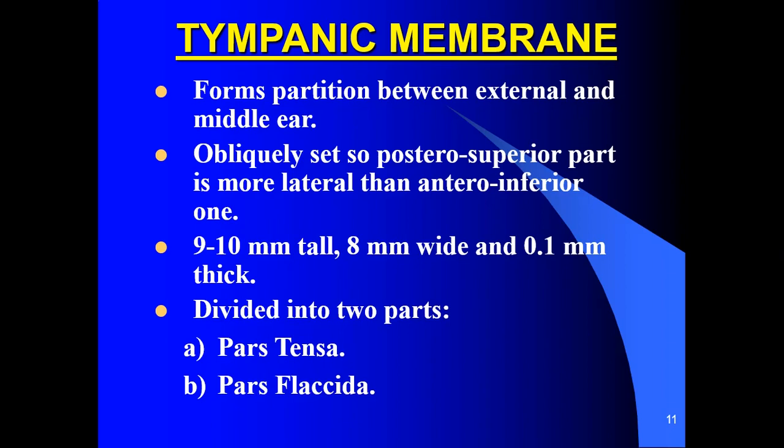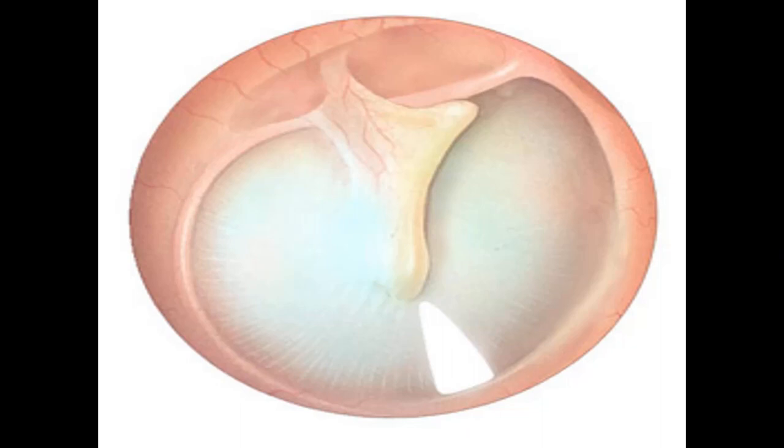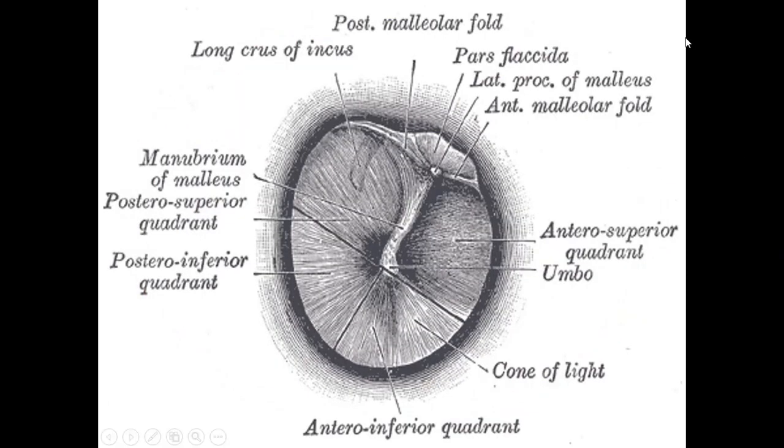The tympanic membrane forms a partition between the external and the middle ear. It is obliquely set so that the posterior part is more lateral than the anteroinferior part. It is 9 to 10 mm tall, 8 mm wide, and 0.1 mm thick. It is divided into two parts, the pars tensa and the pars flaccida. The malleolar folds, the anterior malleolar fold and the posterior malleolar fold, divide the tympanic membrane into the upper pars flaccida and the lower pars tensa.